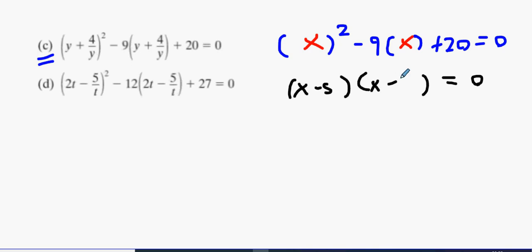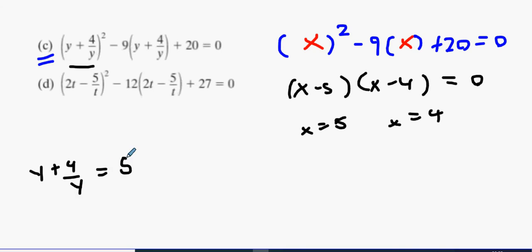X minus 5, x minus 4 equals 0. X equals 5 and x equals 4. Everybody cool with that? Alright. What did we replace x with? Y plus 4 over y equals 5. How many people did that step next?